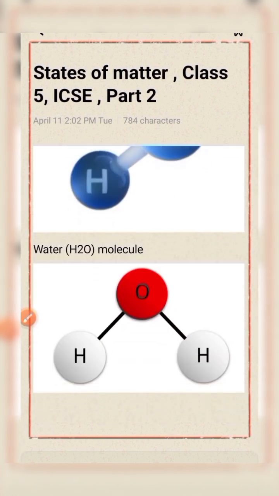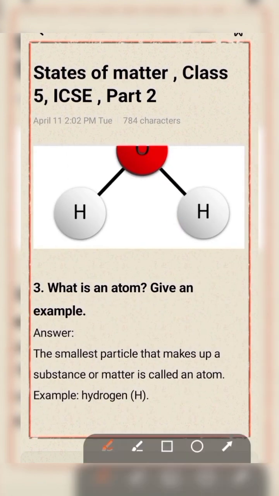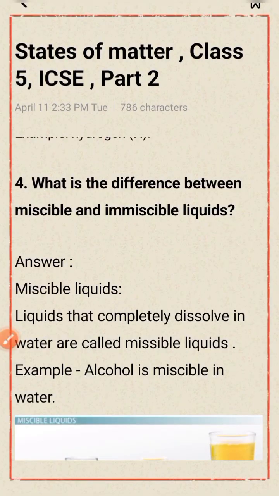Oxygen and hydrogen combine to form water, which is made of different kinds of atoms. Okay, what is an atom? Give an example. The smallest particle that makes up a substance or matter is called an atom. Example, hydrogen atom. What is the difference between miscible and immiscible liquid?